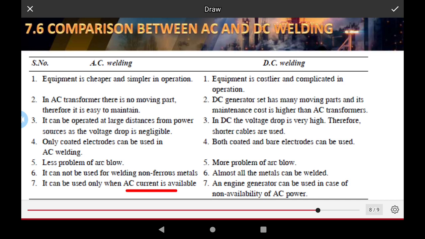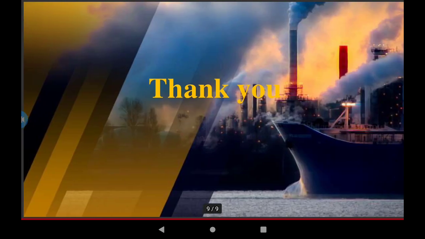AC welding is used only with AC current, and DC welding is used with engine generators, in the case of non-availability of AC power. DC welding is not used with AC power.